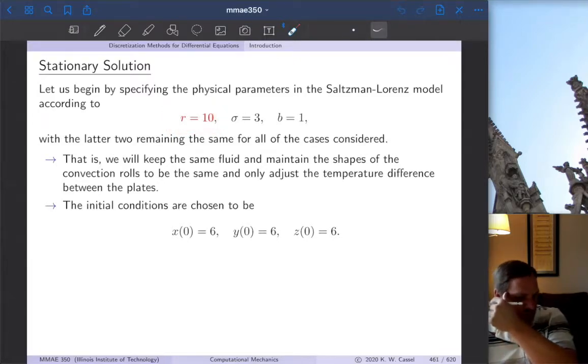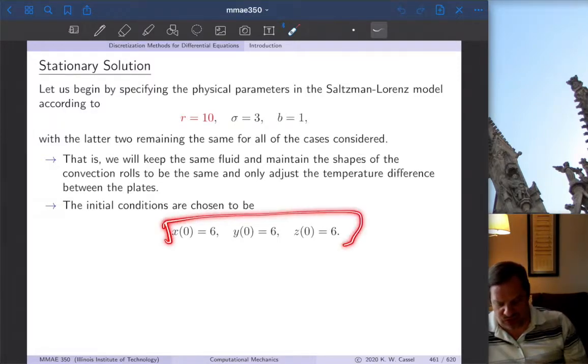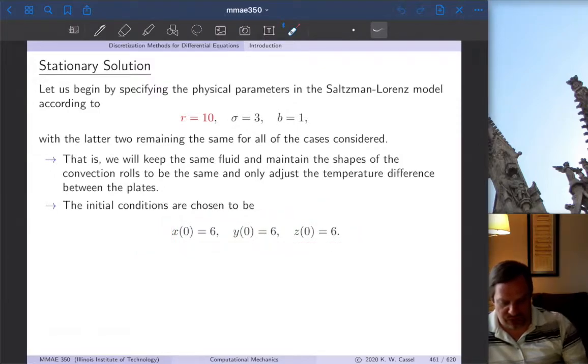And again, when you think of Rayleigh number, just think of the temperature difference. So a Rayleigh number of 10 represents a relatively small temperature difference. Okay, now the initial conditions will be 6, 6, 6.